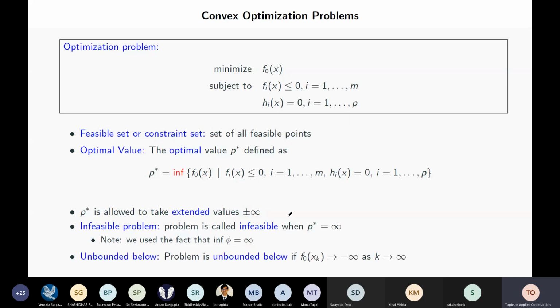A problem is said to be unbounded below if there exists some sequence x_k, that is x1, x2, x3 and so on, such that f naught of x_k, your objective, goes to minus infinity as k tends to infinity. Then I say that the problem is unbounded below. So if for a certain sequence of x the objective goes to minus infinity, the problem is unbounded below.